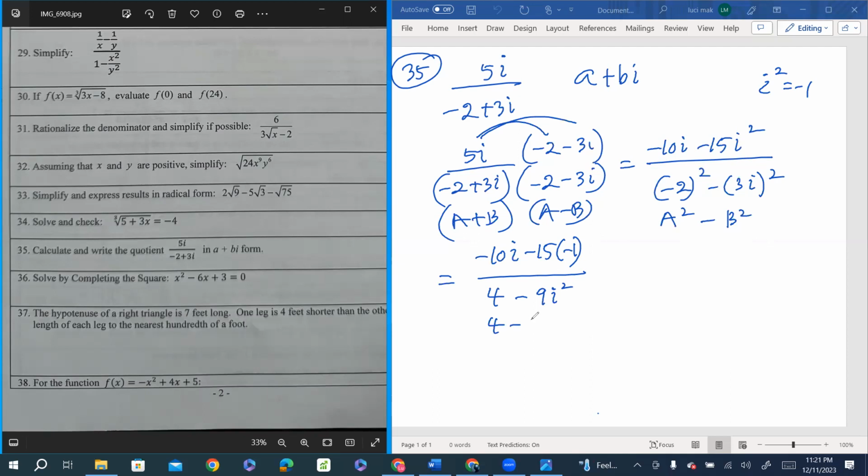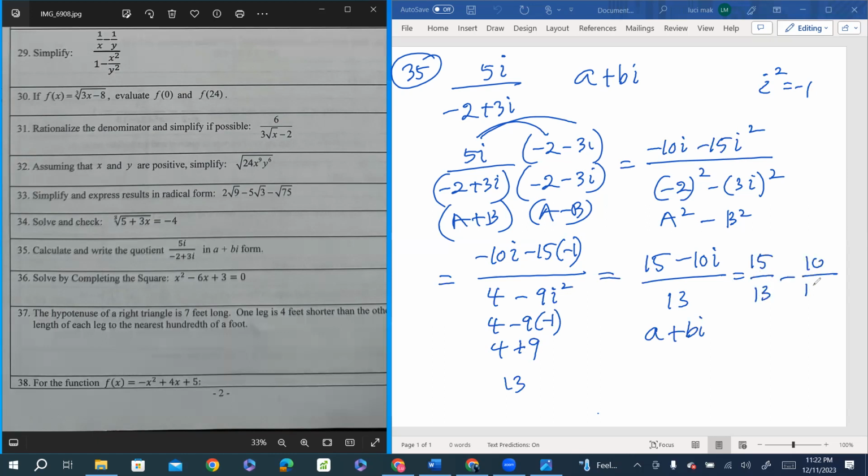So we have 4 minus 9 times negative 1. That's 4 plus 9, which is 13. So on the denominator, we have a 13. Negative 15 times negative 1 is positive 15. I'll write in front 15 minus 10i. Now we want to write this in a plus bi form. So let's separate. We have 15 over 13 minus 10 over 13 i. Let's put the i in the middle. So that's your final answer. Let me check this, 35. 35 is 15 over 13 minus 10 over 13 i. Perfect.